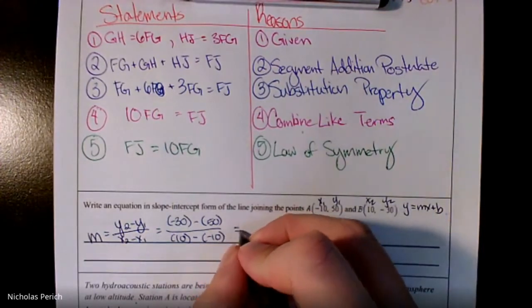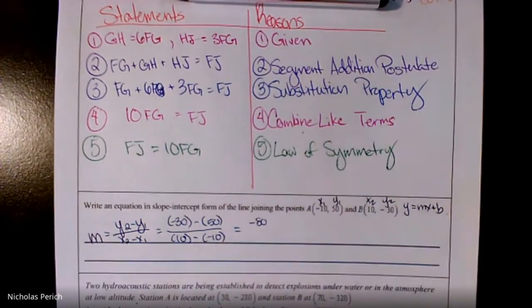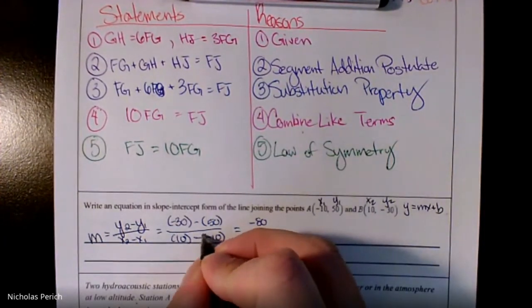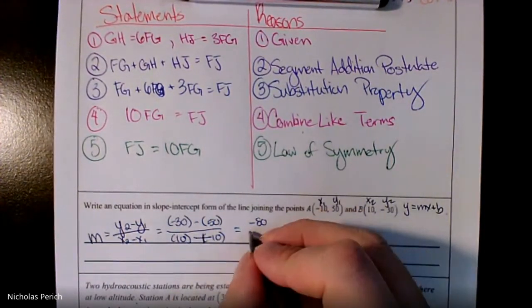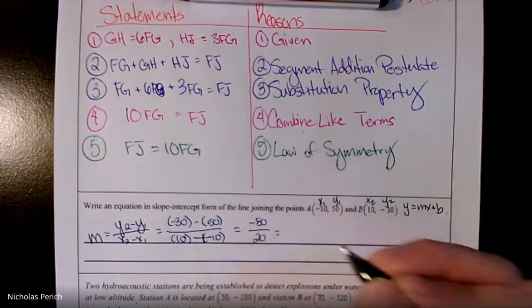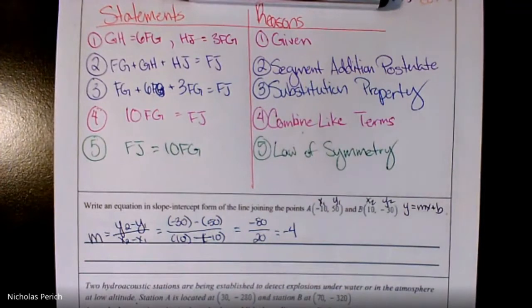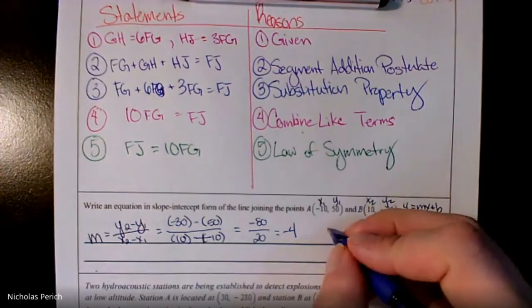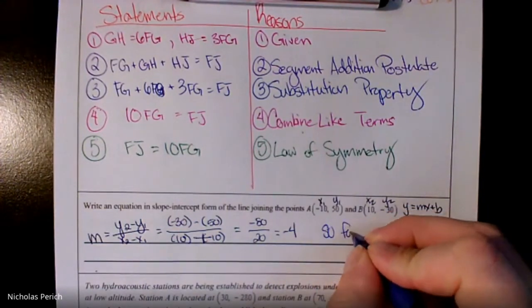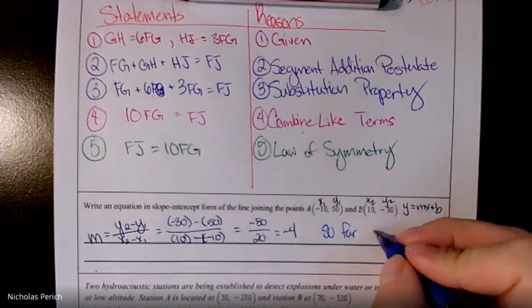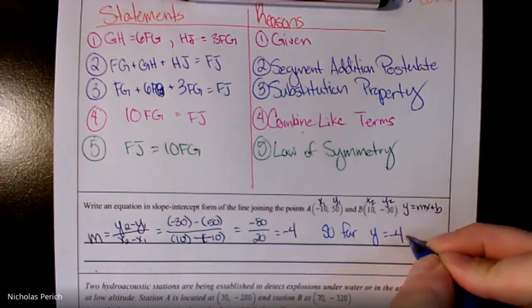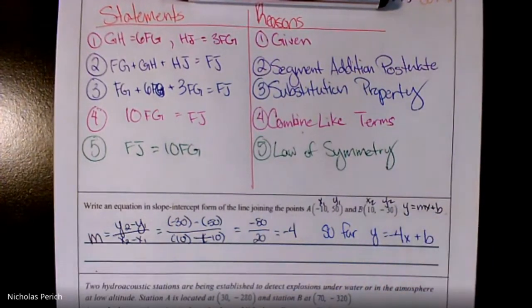Negative 30 minus 50 is negative 80. Right? Right. The double negative down here becomes a positive, so that becomes 20, and that becomes negative 4. So what I have so far is y equals negative 4x plus b. What's b? I don't know.